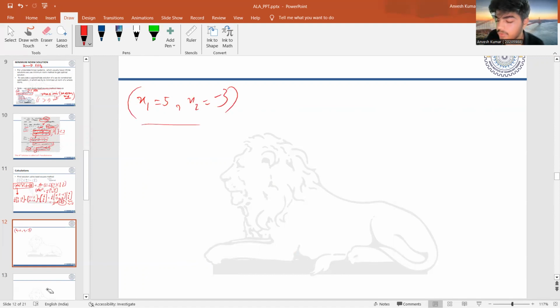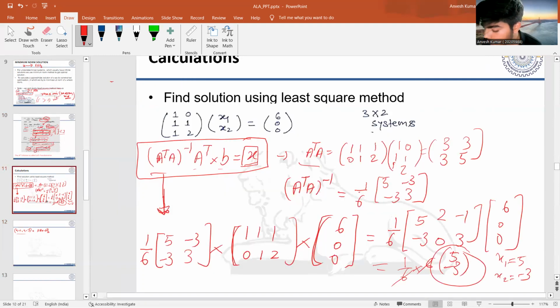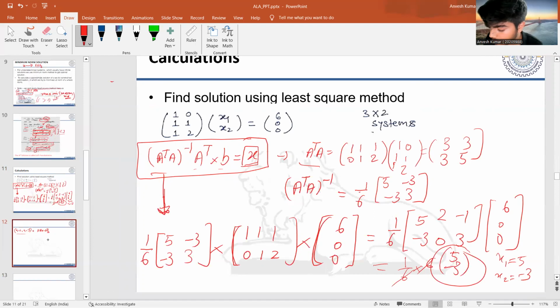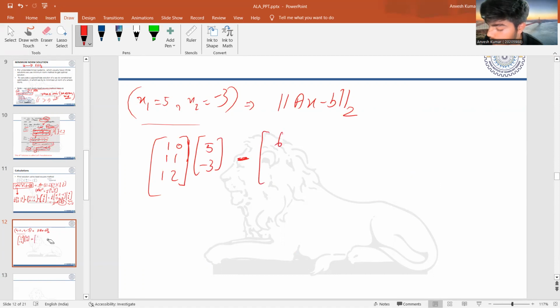So what do we mean by this solution? We mean that this will give the least square solution, which means this will give the minimum value for the L2 norm of Ax minus b. What will be that value? Let's calculate. What was our A? Our A was 1, 1, 1, 0, 1, 2. Let's multiply this with our x, 5, minus 3, minus b, 6, 0, 0.